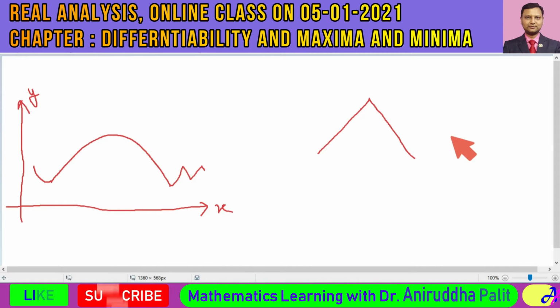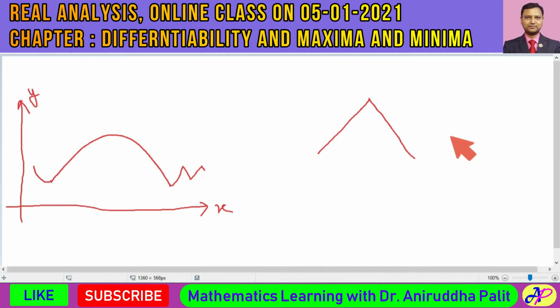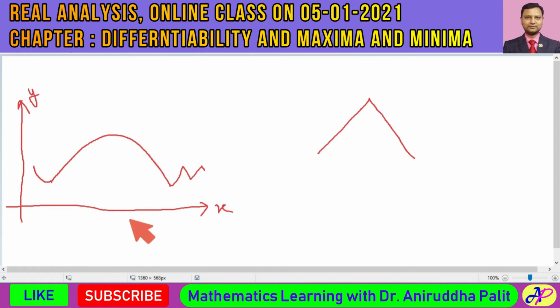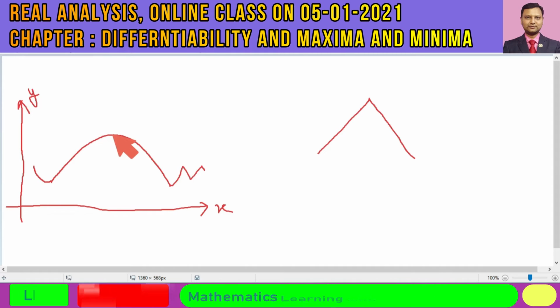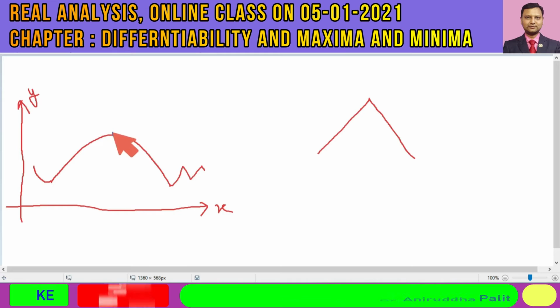Probably it has been discussed in your class 11 and 12 standard, but for a recapitulation I am going to discuss this one. If anybody has any misconception, they may clear it through this definition. So what is the maximum value? The maximum value of a function or minimum value of a function, both of these are actually relative values.